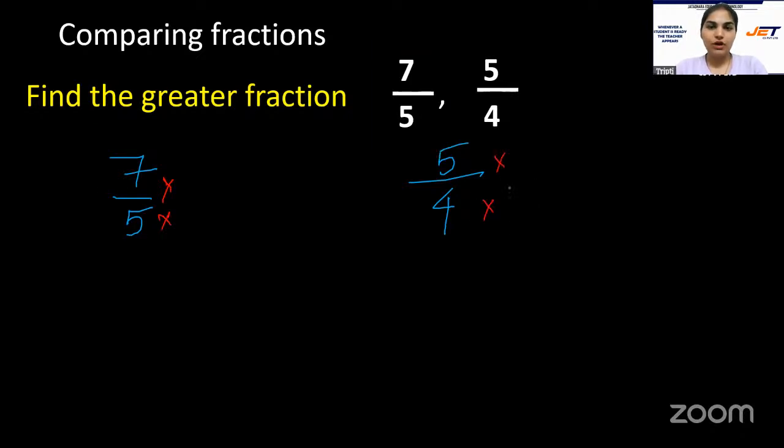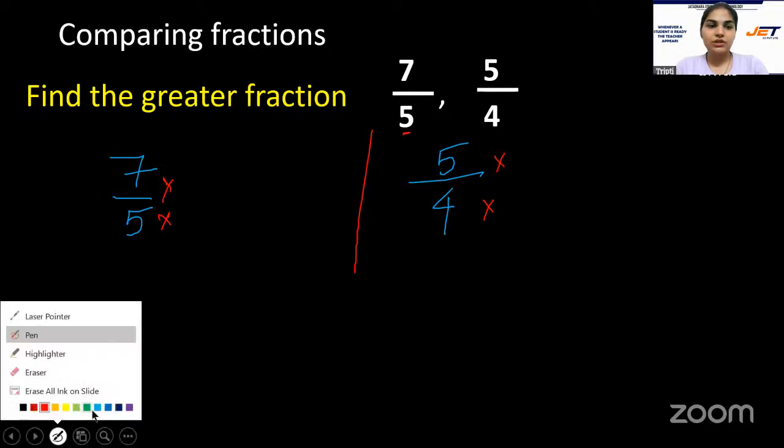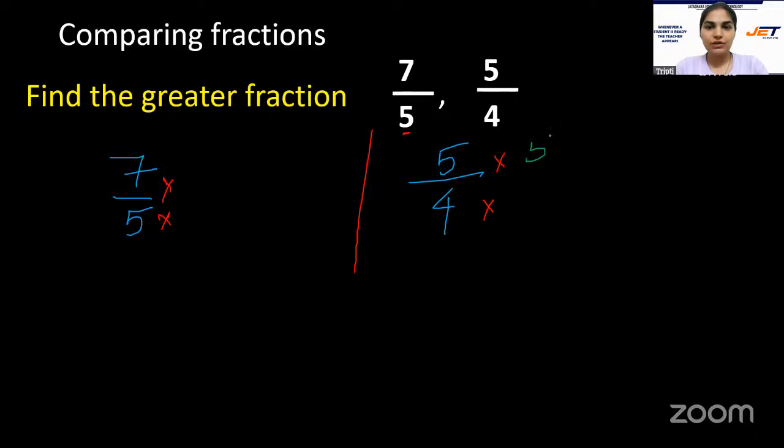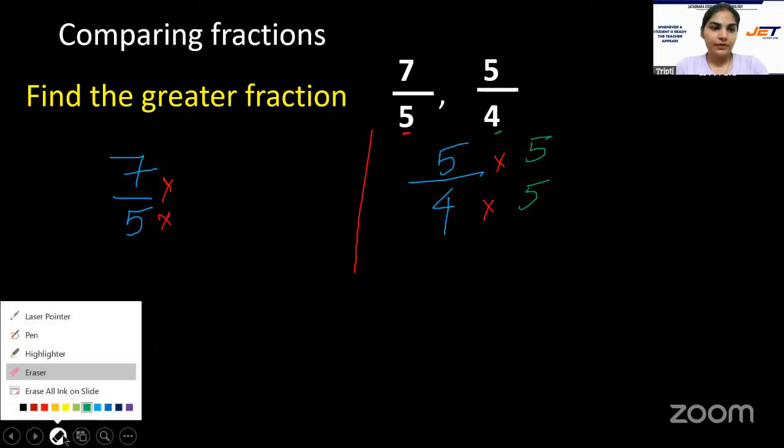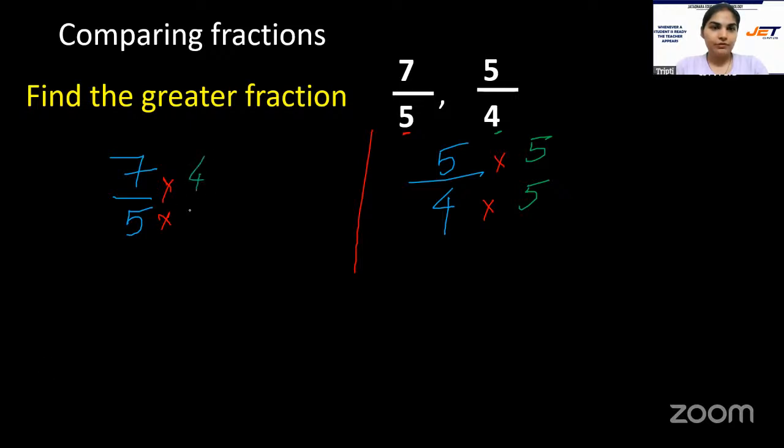You need to make the denominators same. What did I say? The first fraction's denominator will be multiplied by the second fraction. The second fraction's denominator will be multiplied by the first fraction. So here it will be 4, 4.